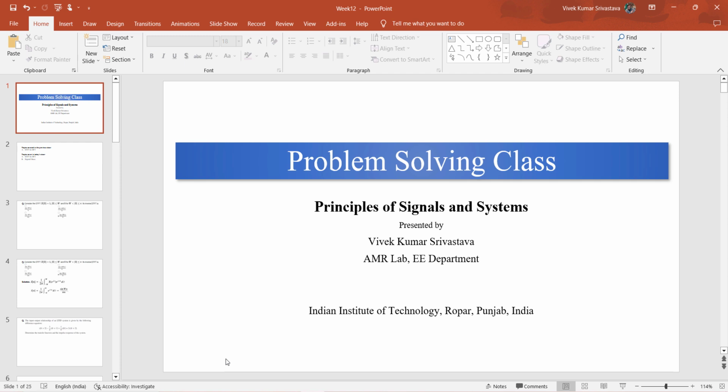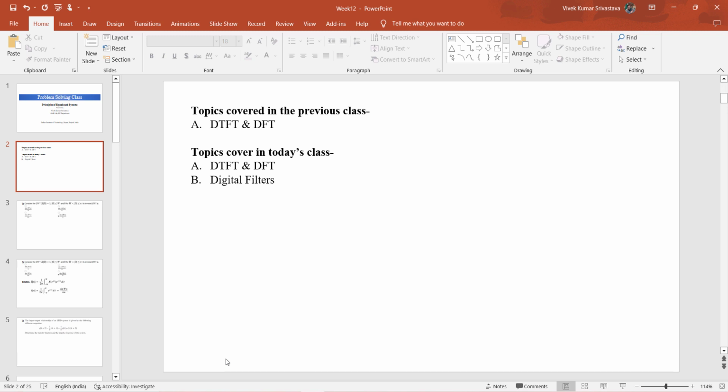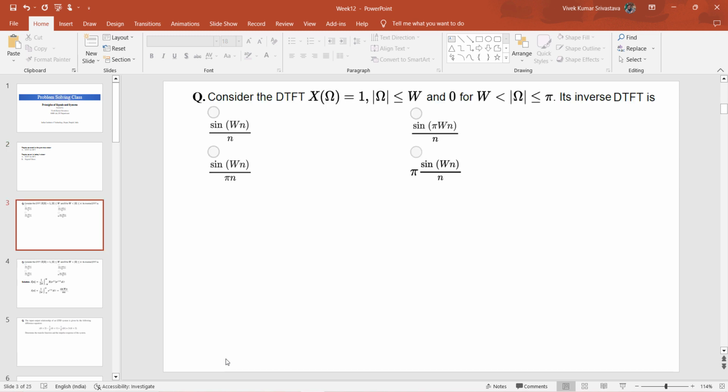In the previous class we saw numericals based on the topic discrete time Fourier transform and discrete Fourier transform. In today's class we will cover numericals based on the discrete time Fourier transform and discrete Fourier transform along with the digital filter. So let us start.